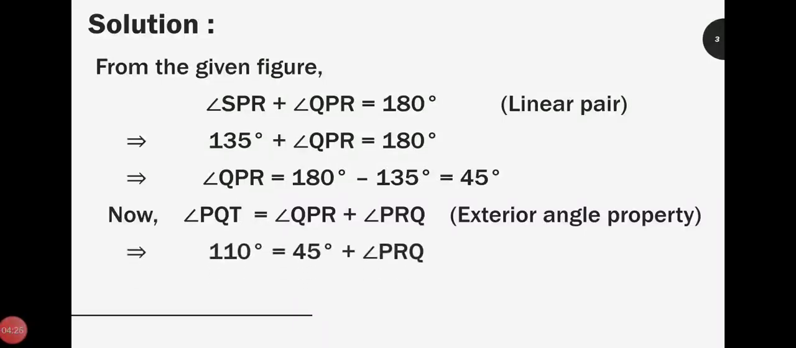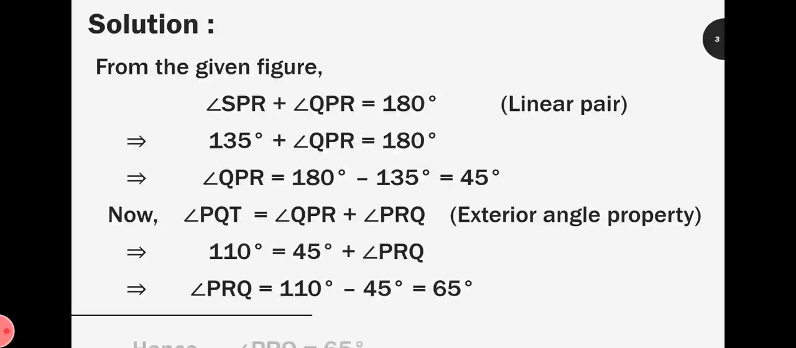Inserting the values of the angles which we have, already in the question angle PQT is given as 110 degrees, and above we have found the value of angle QPR. So we insert the values, that is 110 degrees equals 45 degrees plus angle PRQ, which implies that angle PRQ equals 110 degrees minus 45 degrees, so angle PRQ will be equal to 65 degrees.